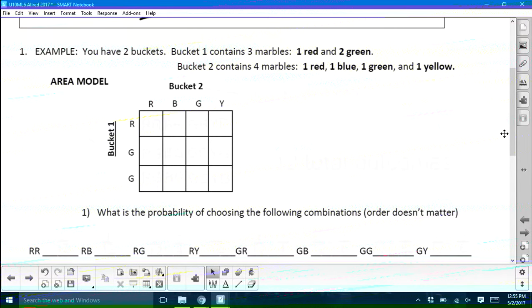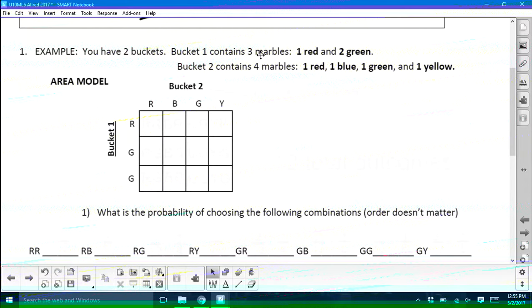Here's an example for you. Let's say you have 2 buckets. In those buckets you have some marbles, and in bucket 1 you have 3 marbles. In fact, you have 1 red marble and 2 green marbles. I don't know about you, but I like to keep my marble buckets nice and separated, especially when I go back home late at night to play with my marbles. I like for my buckets to be nice and organized, just like these 2 buckets are. So in bucket 1, you have 1 red marble and 2 green marbles.